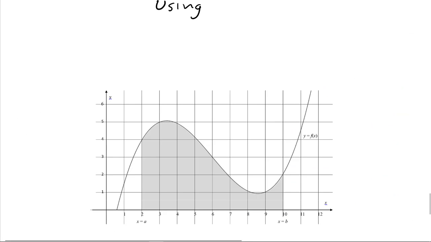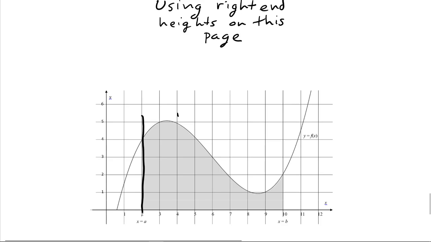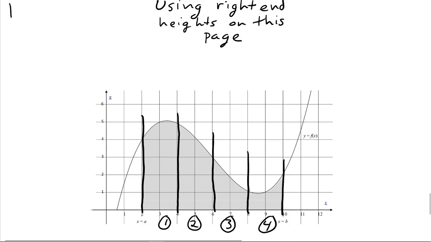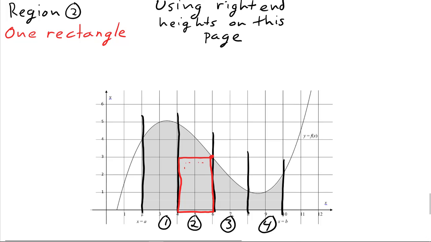Now we're going to take a closer look at how making the rectangles narrower gets us more accurate results. On this page, I'm going to use the heights of my rectangles always from the right end of the rectangle. We could do something very similar with the left end or the midpoint, but I'm going to use the right end here. So look at region 2. If we do region 2 with just 1 rectangle, then the height of our rectangle is 3, the width is 2, the area is 6, and that's certainly part of the gray area that we want, but we're leaving out quite a bit of that gray area on the top.